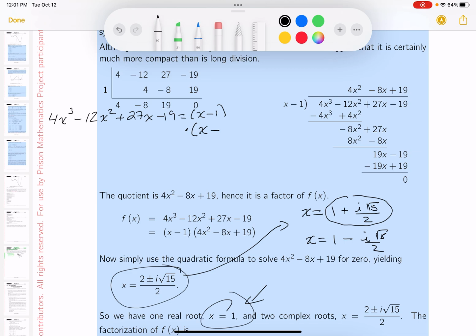Now, I'm not saying this is right. I'm just saying I'm writing it down. Then we'll talk about what's right, what's wrong. All right, so it's going to be minus 1 minus i root 15 over 2 times, well, now we're going to put this one down. What's going to be x minus 1, and minus a minus is plus, i root 15 over 2.